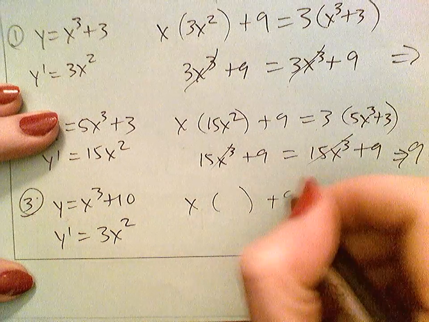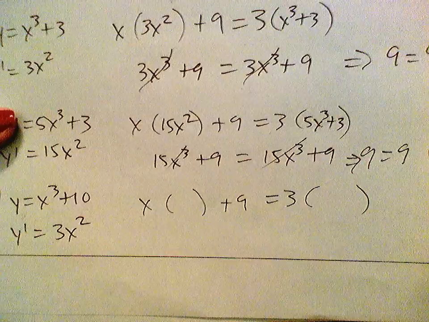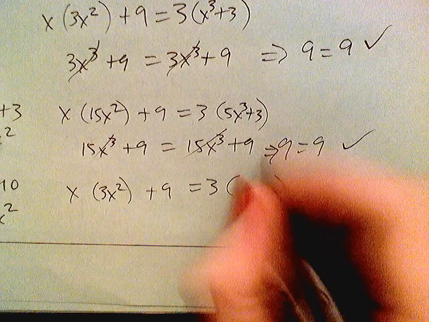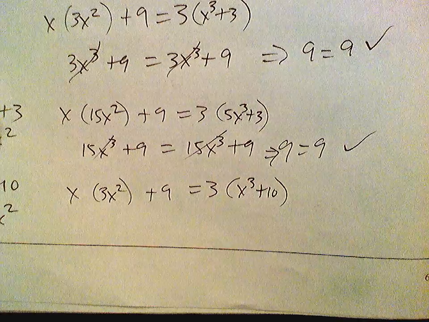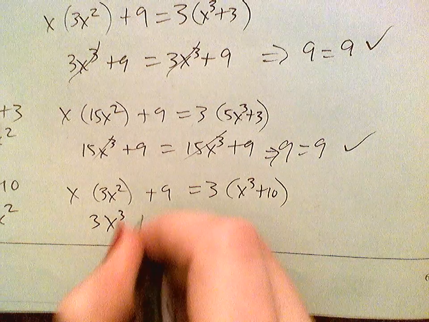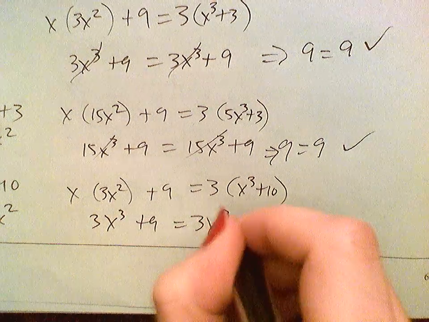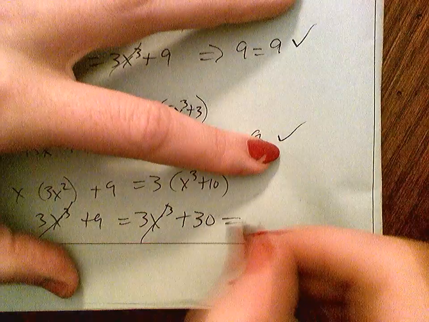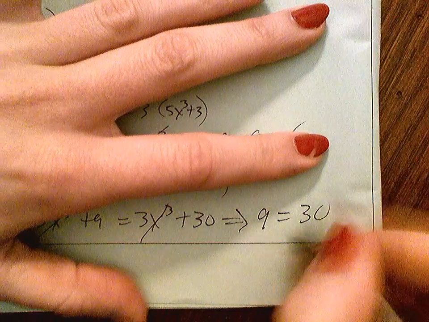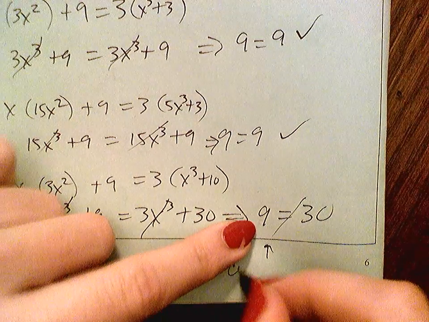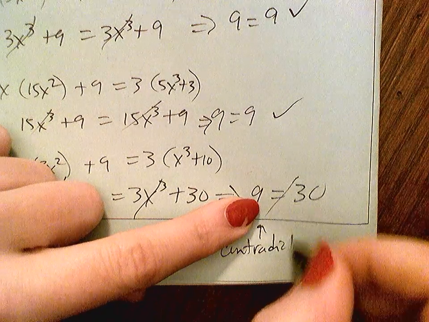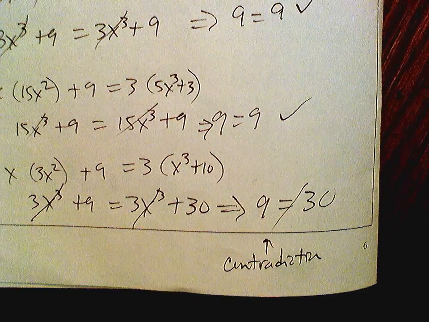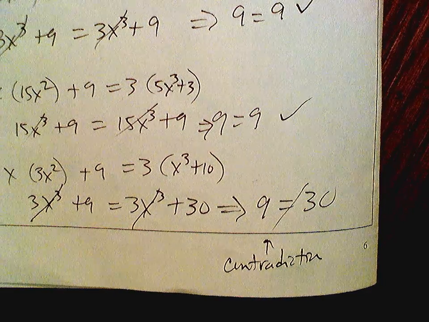x blank plus 9 equals 3 times blank. What goes in for dy dx is the derivative. What goes in for y is y. 3x to the third plus 9 equals 3x to the third plus 30. Those would cancel, and we would end up with 9 equals 30, which is a contradiction. Okay, if you have something that leads to a contradiction, it means that the original thing had to be false to begin with. Okay, so that is not a solution.